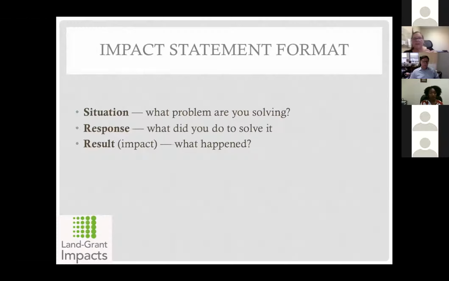You should spend the majority of your words, the majority of your space in this impact statement talking about the impact. You want to be very succinct in explaining the situation. Don't tell us every single move you made in the response, but basically how you went about addressing this problem, and spend most of your words talking about the impact, because that's what we're trying to show people in this system.